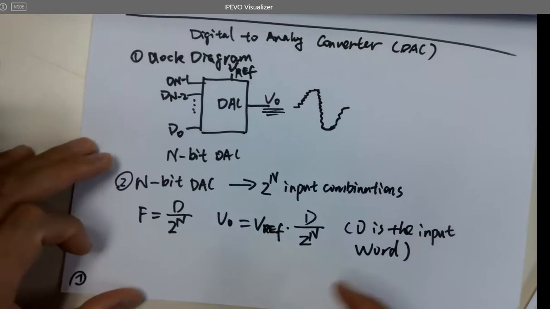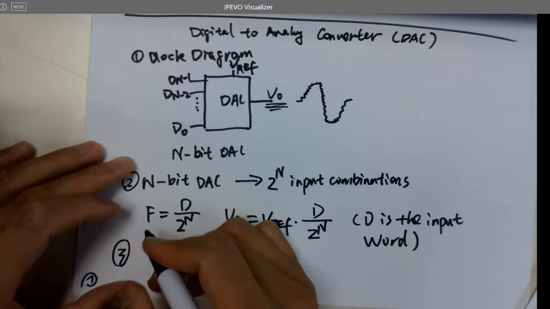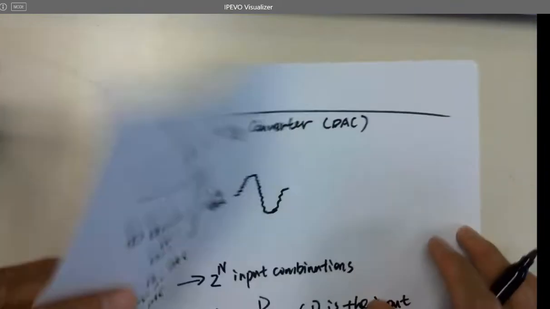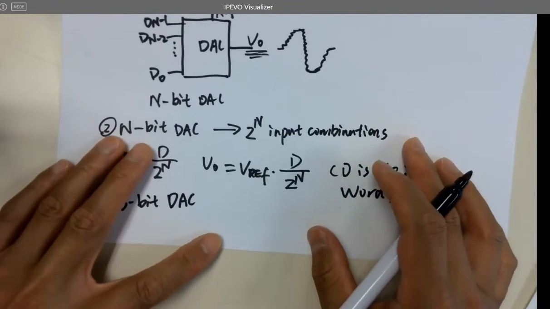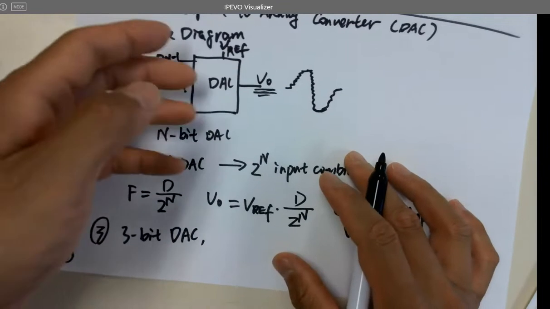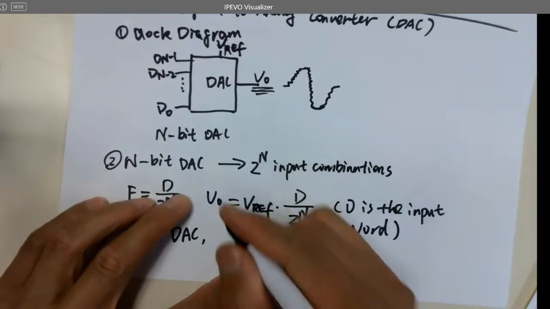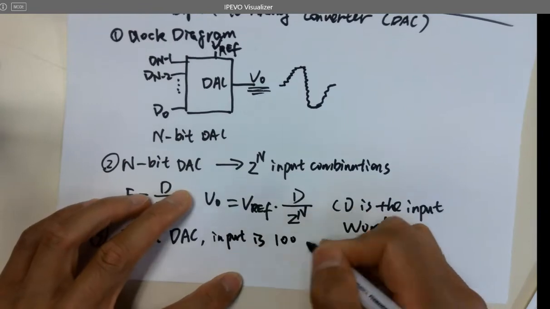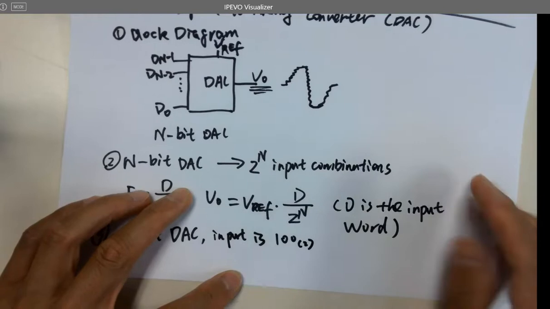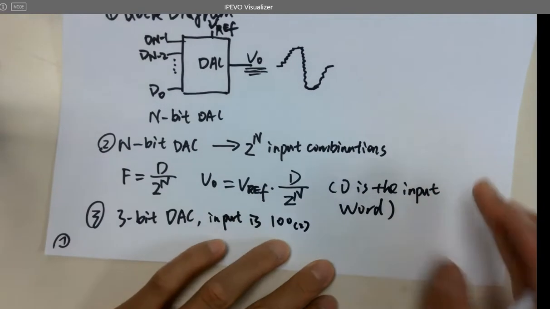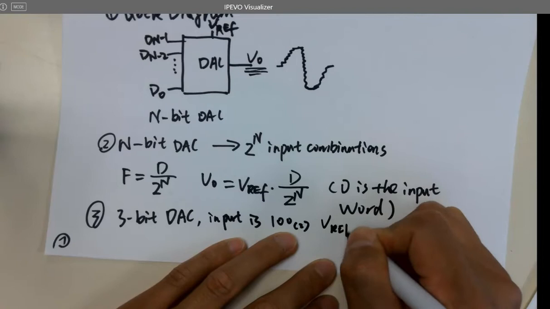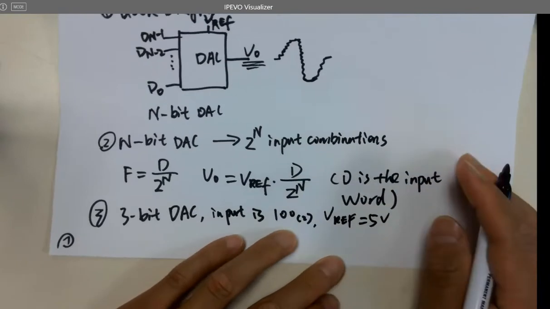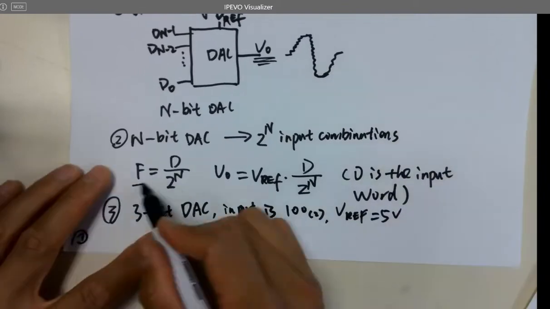So let me give you an example. A 3-bit DAC. Now at one moment, the input to the 3-bit DAC is 100. That's a binary number, 100. And Vref is something you connect to the power supply, which is 5 volts, for example. So what is V out?